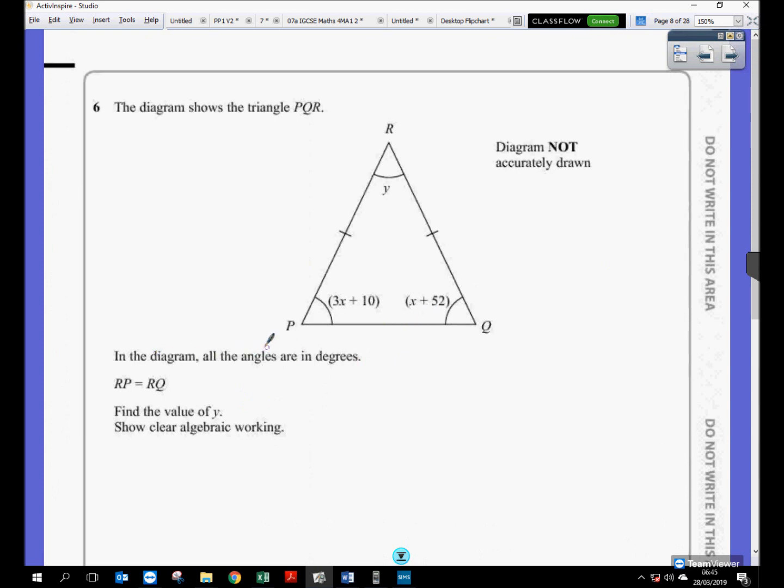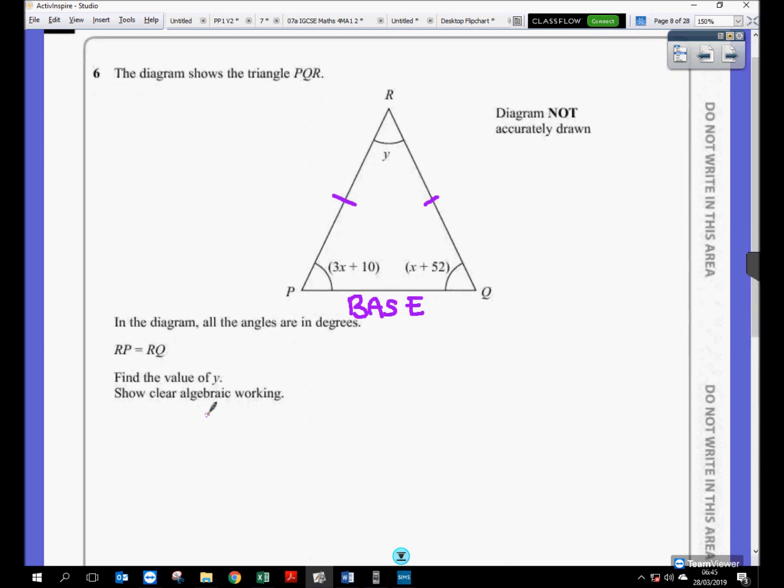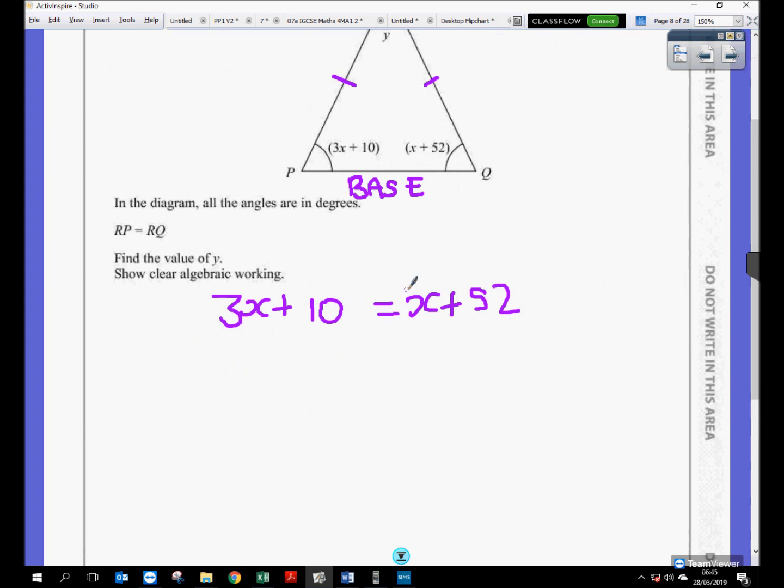Okay, so this is an isosceles triangle. What do you know about an isosceles triangle? Well, if these two sides are equal, the third side is known as the base, and the base angles in an isosceles triangle are equal. So what we know is 3x plus 10 must equal x plus 52. Okay, a bit of rearranging here. So 3x take x is equal to 52 take 10. So 2x is 42, and that means x is 21.